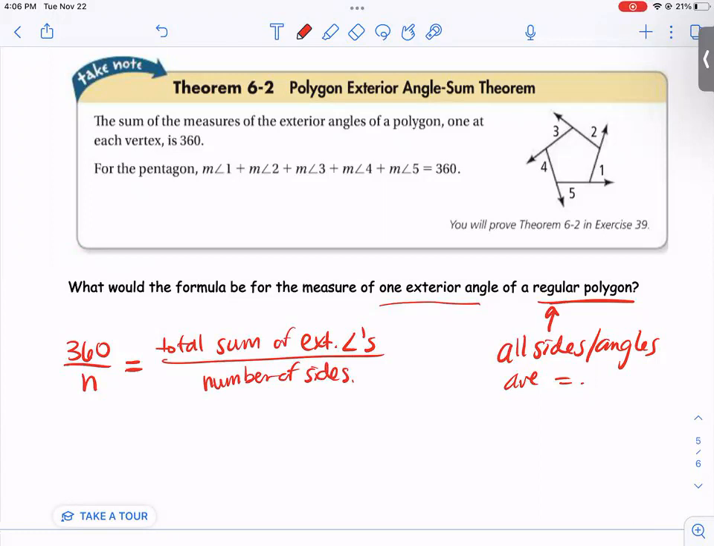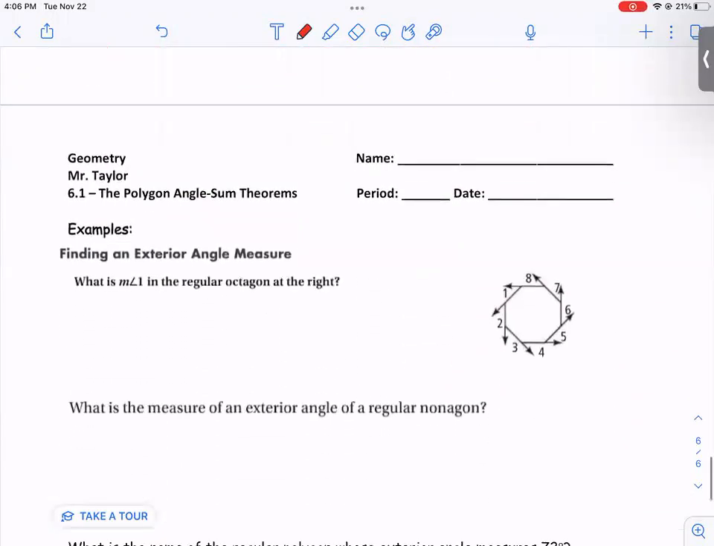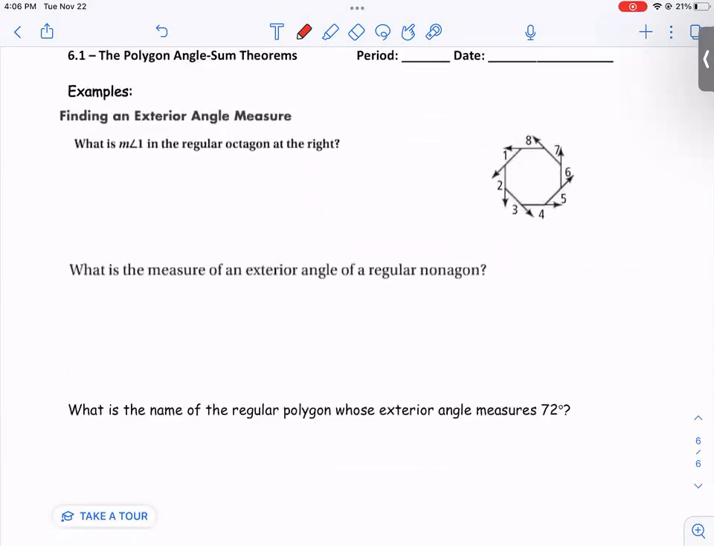So if we put this into practice here, let's try this out on the next page. If you want to find the measure of angle 1, well, angle 1 is an exterior angle of a regular octagon. So just like we talked about before, if I take 360 and divide it by 8, since I have an octagon, that is literally going to give me my answer. And if you do that on the calculator, you get 45 degrees. So every single one of these angles in here is 45.